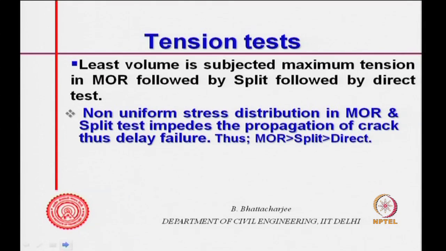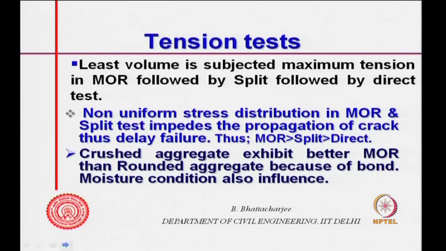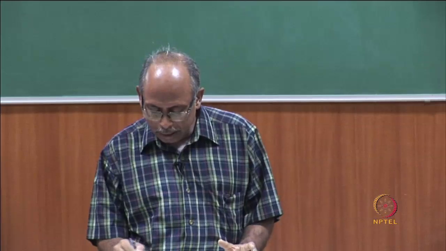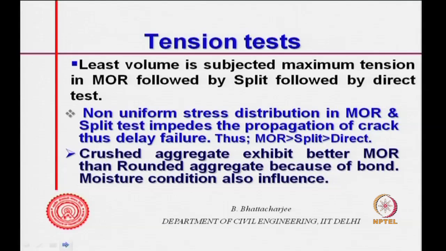Non-uniform stress distribution in modulus of rupture, and the split test impedes the propagation of cracks, thus delaying failure. We have discussed this. Crushed aggregate exhibits better modulus of rupture than rounded aggregate, because of bond. Bond is very important here. Crushed aggregate has a rough surface, with some undulation, while rounded aggregate surfaces might show a different split strength.